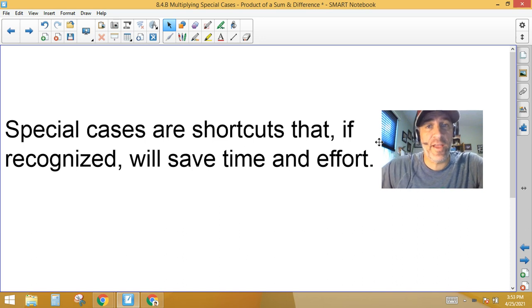So if you do not recognize that it is one of these special cases, it's no big deal. You can still use distributive property. You can still FOIL it, or you could use the area model. I'll show you kind of how. But if you can recognize it, like, oh my gosh, that's one of those special cases, I can just do that and I'm done. Okay.